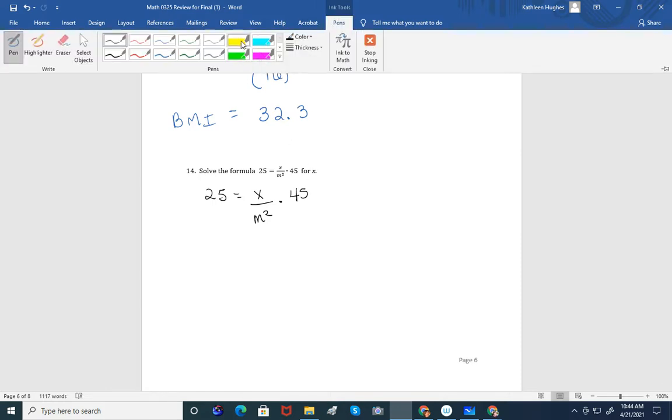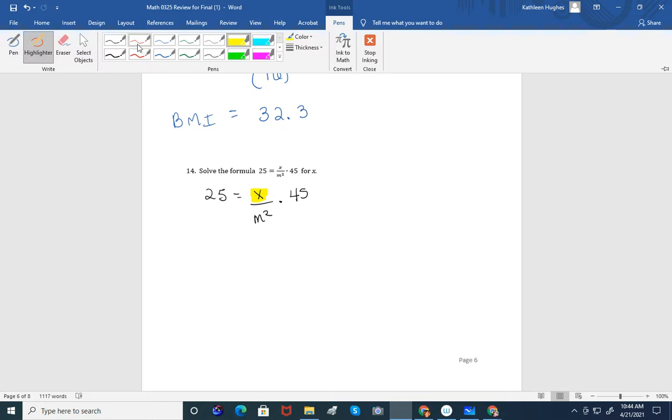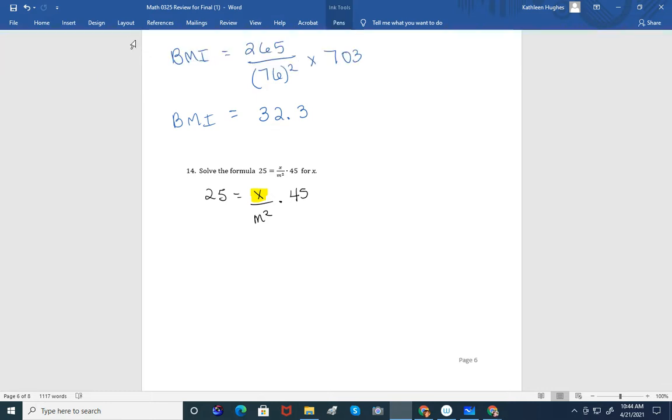Our goal is to get this x alone. So we go step by step, making changes. The first thing that I kind of want to do here, there's a couple approaches we could do. And I'm kind of having a mental debate with myself what's going to be easy. Since we are multiplying by 45, why don't we go ahead and divide by 45?